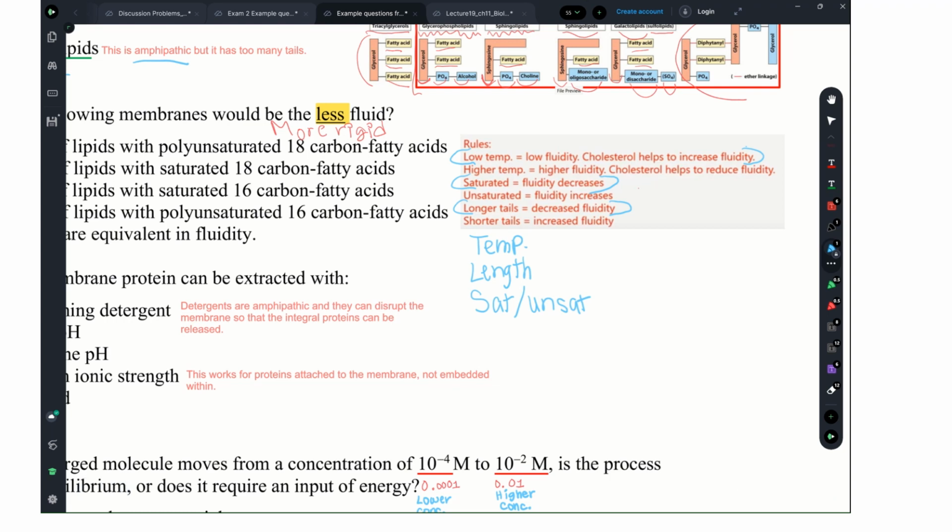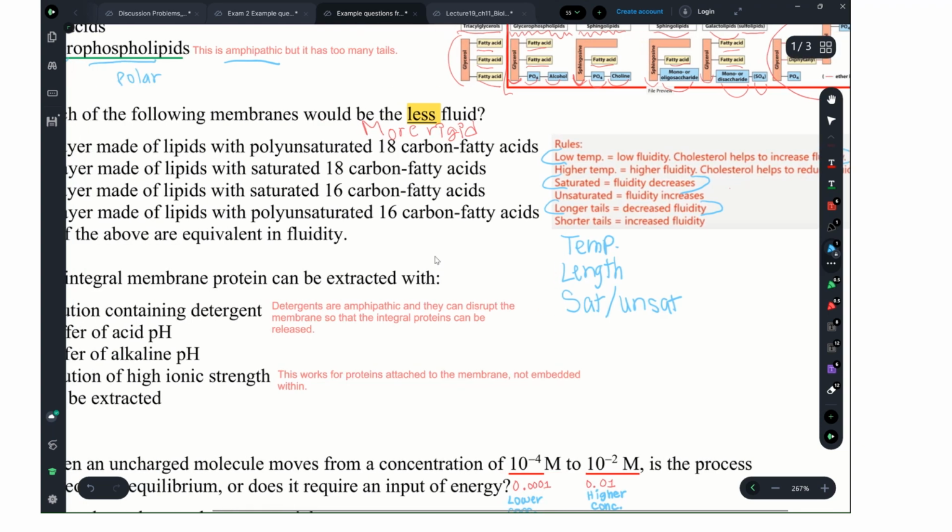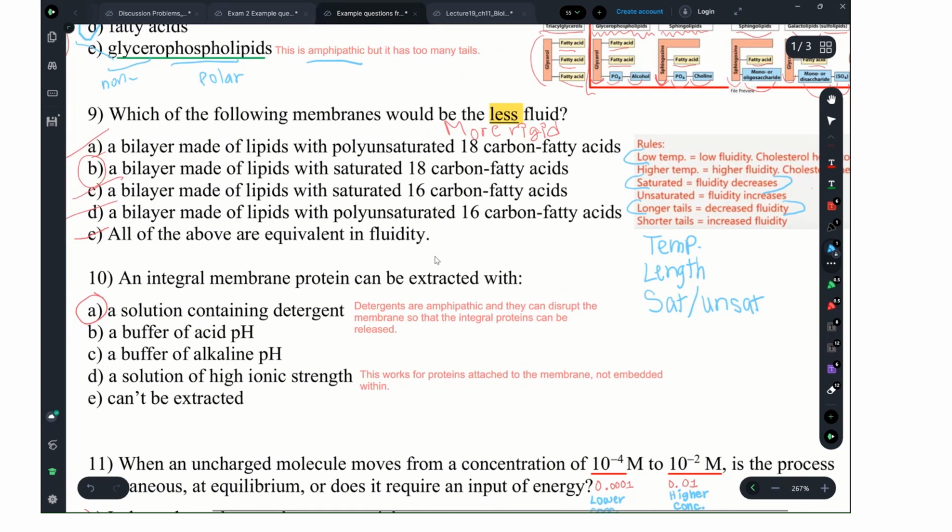And remember that cholesterol plays a dual role. When you have low temperature, cholesterol helps to increase fluidity. And when it's too hot, cholesterol helps to reduce fluidity. That's just a fact that you have to know. But to answer our question, they want the more rigid, the less fluid, so we should have lower temperature, saturated, and longer tails. So here we have 18, 18, 16, and 16, but we want the longer tails in order to be less fluid.